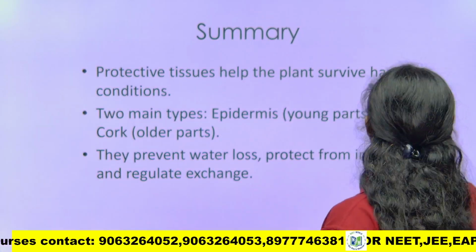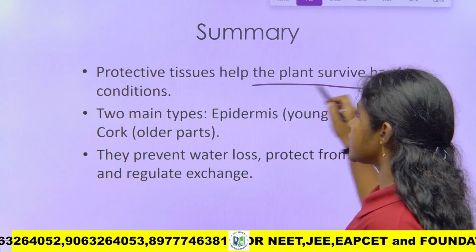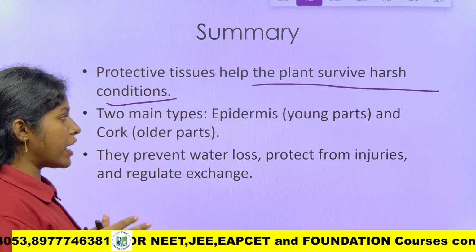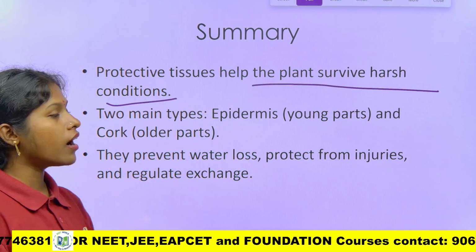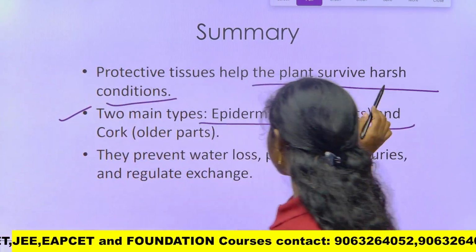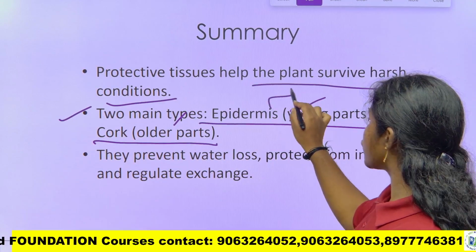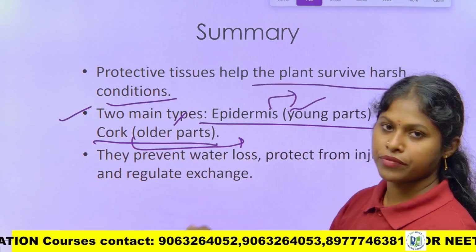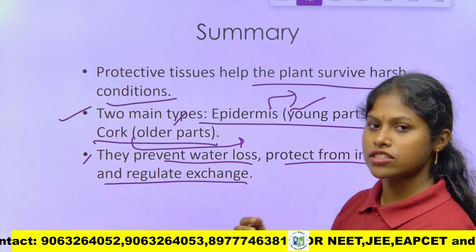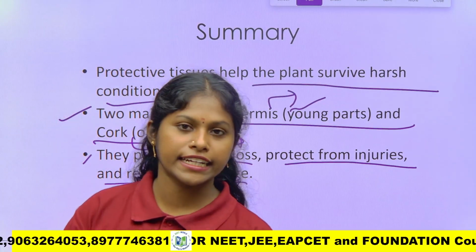So here is the summary, see children, protective tissues help the plants to survive harsh conditions, like extreme winds and extreme heavy rainfalls; these protective layers are protecting the plants. The two main types, what are they? Epidermis, mainly present in the young parts, and cork, present in the older parts. Here is a deposition of the cuticle, here is a deposition of suberin. They prevent water loss, protect from injuries, and regulate gas exchange. Right children, this is about the protective tissues from the 9th standard CBSE chapter.